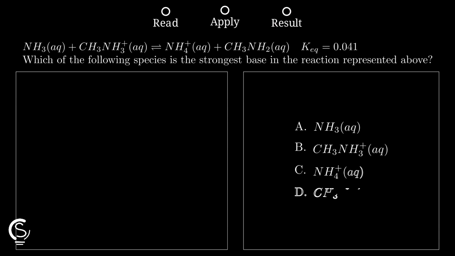First, look at the equilibrium constant K, which is 0.041. Since this value is much less than 1, the reactants are heavily favored over the products here.